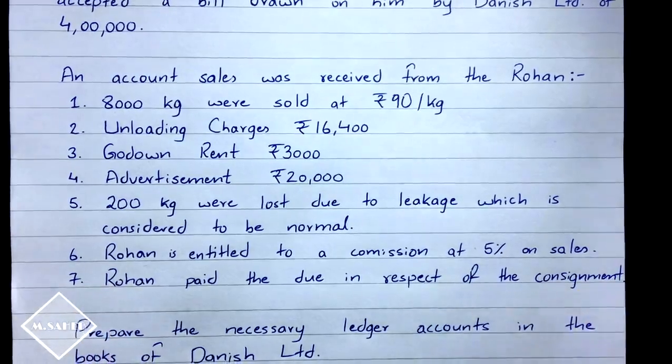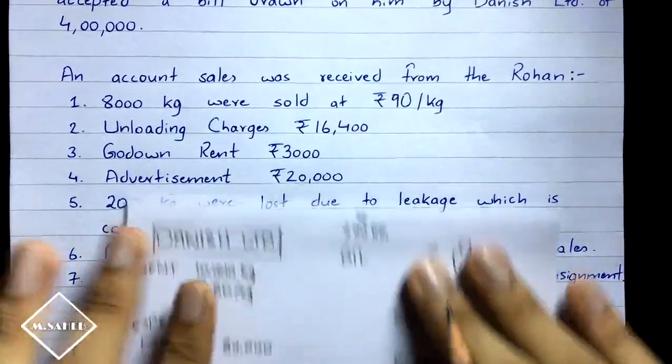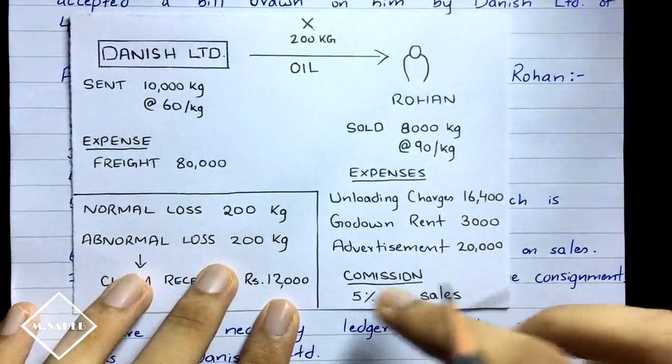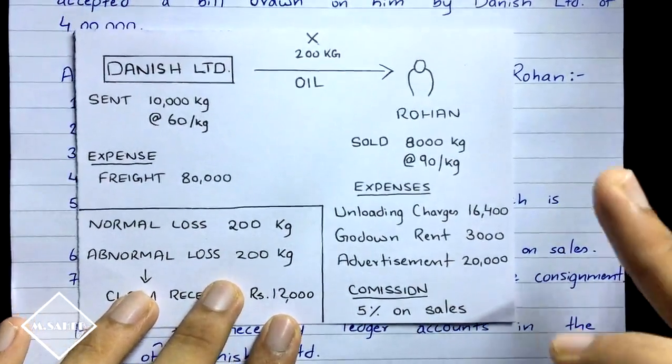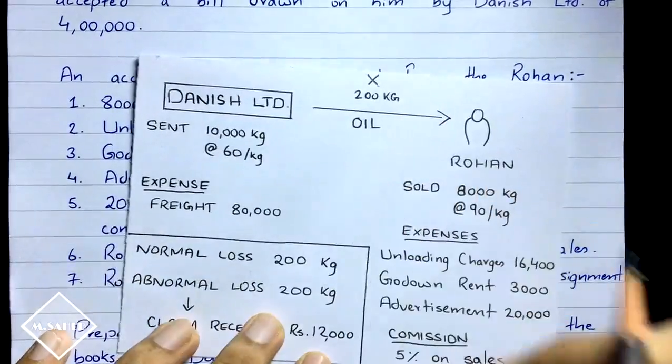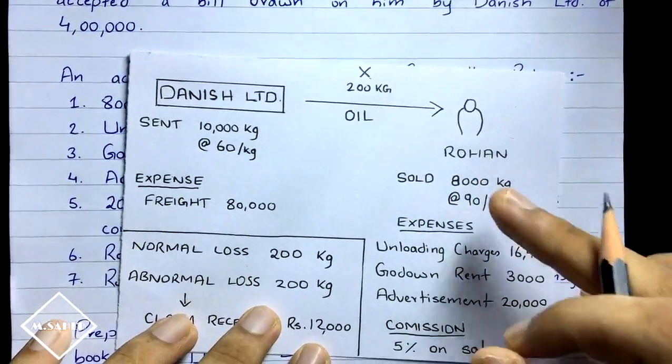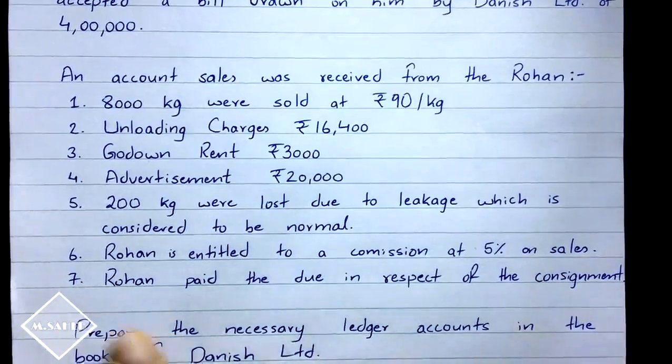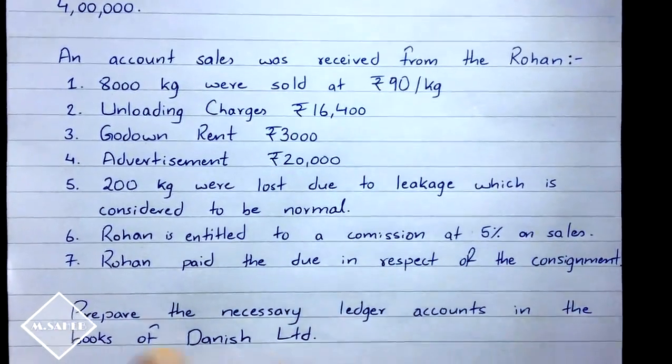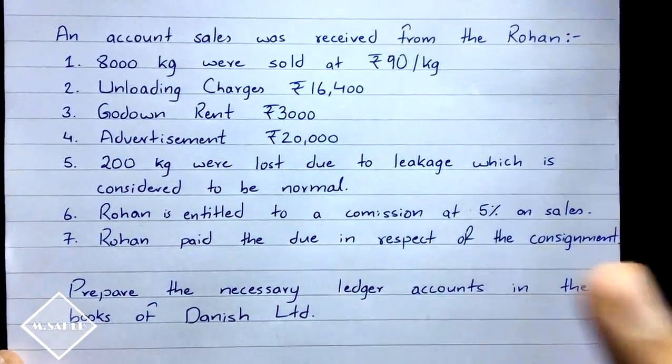So he has paid whatever is due to the consignor. After selling the goods, after incurring the expenses, and after getting his commission, he has paid the money back to Danish Limited, whatever money he received from the sales, right? So this is what is said here. And then they have said: prepare the necessary ledger accounts in the books of Danish Limited.